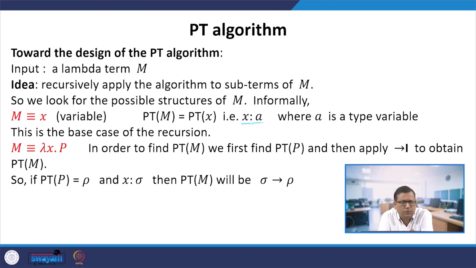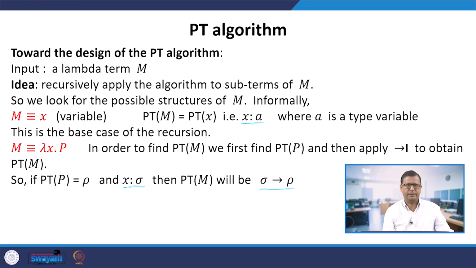This is the base case of the recursion. A slightly more complicated case is when the structure is an abstraction, lambda x dot P. In order to find the principal type of this M, we first need the principal type of P. Once we have the principal type of P, we apply arrow introduction, arrow I, to obtain the principal type of M. If the principal type of P is rho and x has type sigma, then arrow I will give us the principal type of M to be sigma arrow rho, because arrow I introduces lambda x with x of type sigma, so it will be a mapping from sigma to rho.